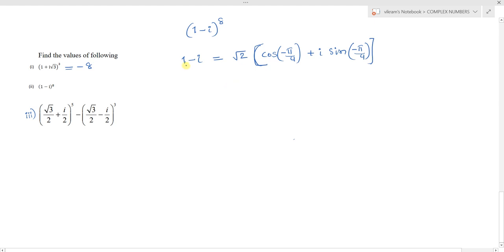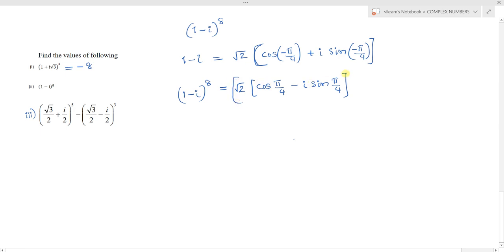In that one we have derived that 1 minus I in the form r times cos theta plus I sin theta has r equals root 2, and theta equals, in the fourth quadrant, minus pi by 4. Then we can write this as root 2 times cos pi by 4 minus I sin pi by 4. Now what is being asked is the power: 1 minus I whole power 8.